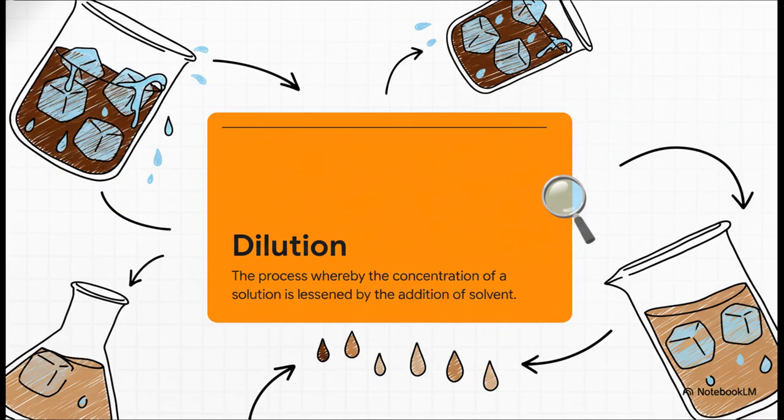Think about a glass of iced tea on a hot day. As the ice melts, what's happening? It's adding more water, the solvent, and the tea starts to taste weaker. That's dilution, right there in your glass.